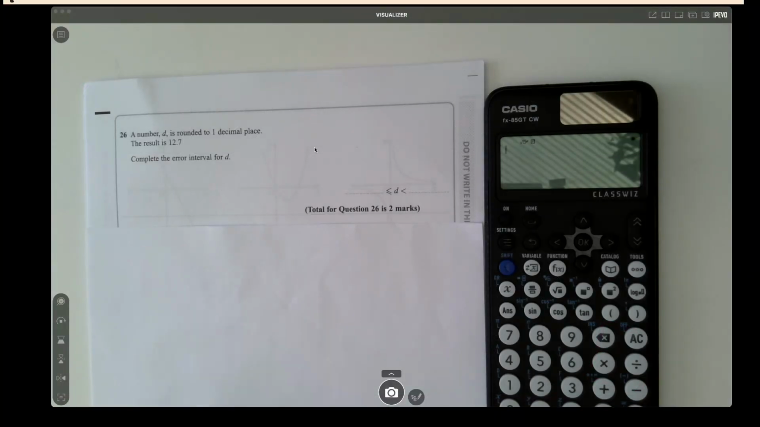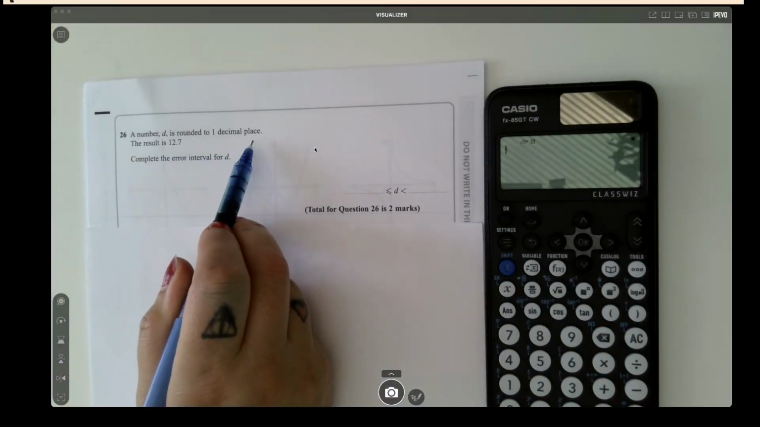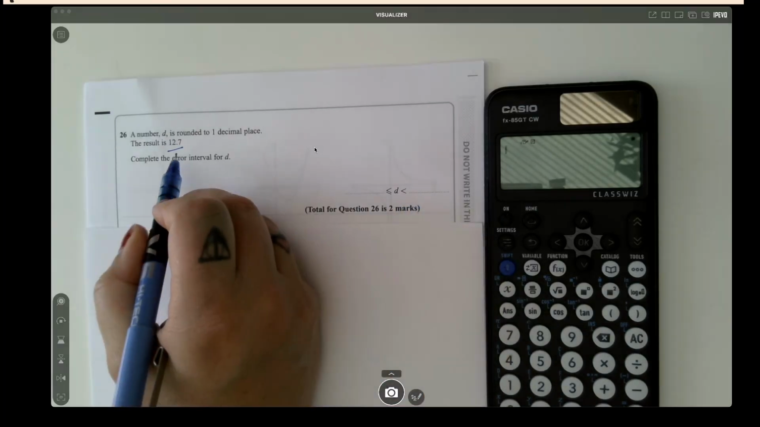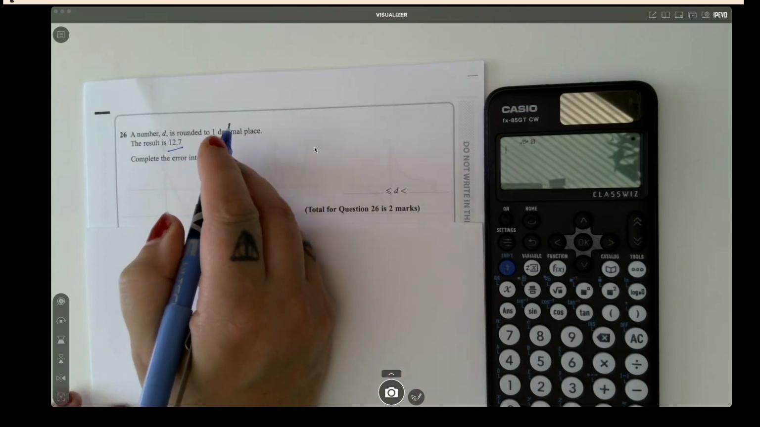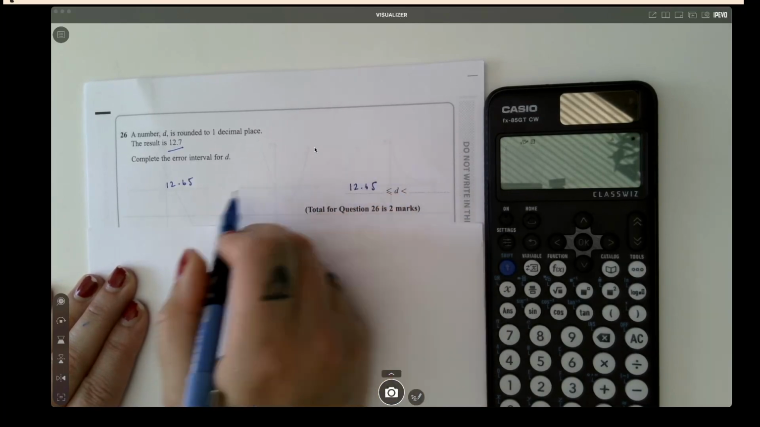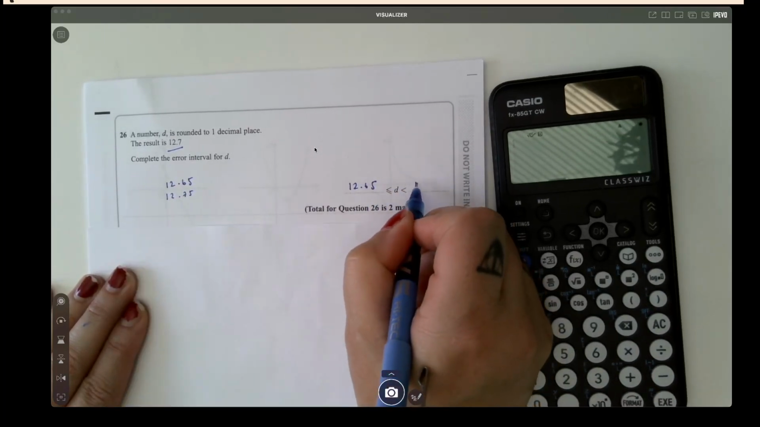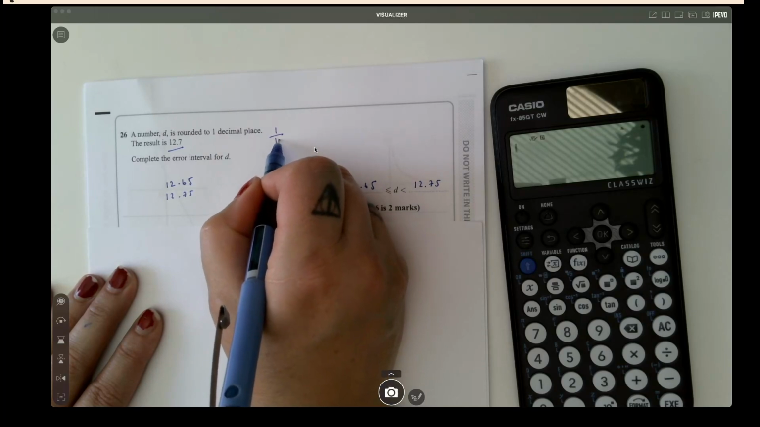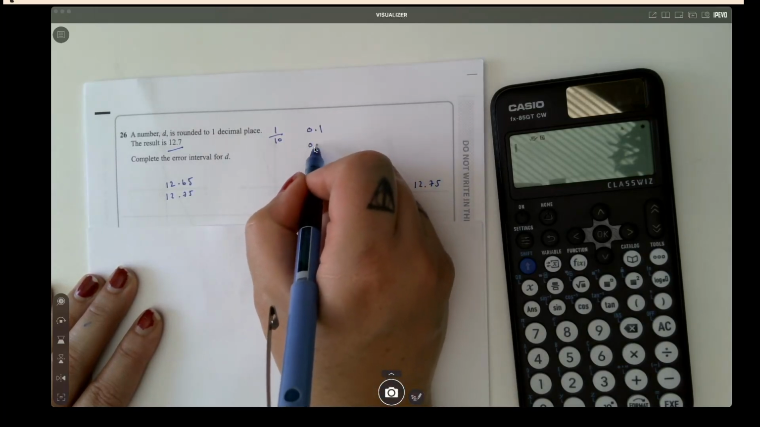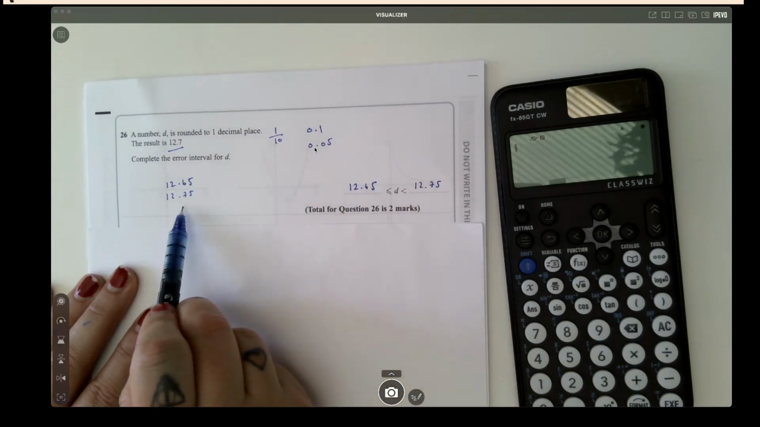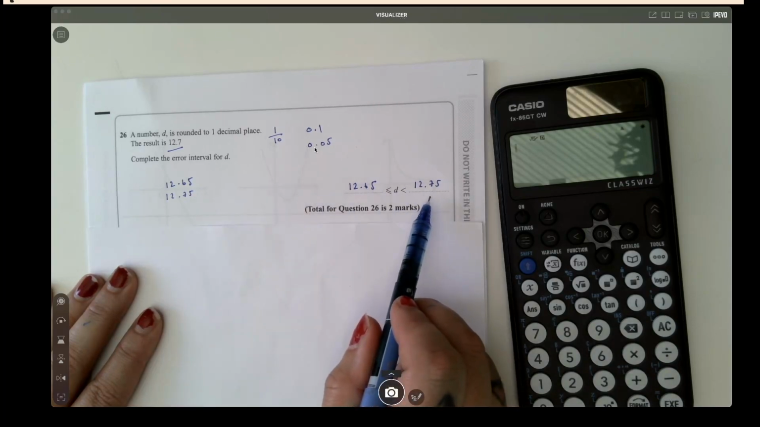Question 26. A number D is rounded to 1 decimal place. The result is 12.7. Complete the error interval for D. Okay, so we want a lower bound and an upper bound. If 12.7 is the solution to 1 decimal place, then 12.65 is the minimum value, and then 12.75 would be the maximum value. 1 decimal place is 1/10, which is 0.1. Half of that is 0.05. So what I've done is subtract 0.05 for the lower value, add 0.05 for the upper value.